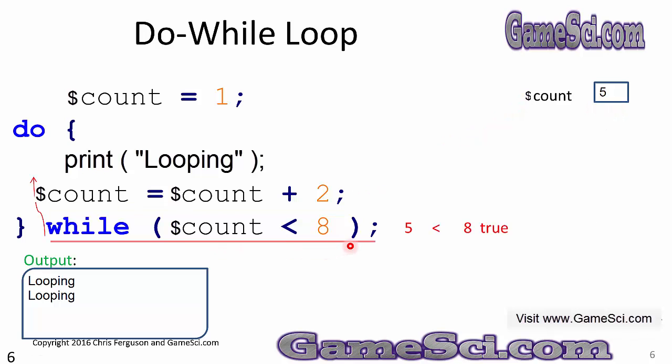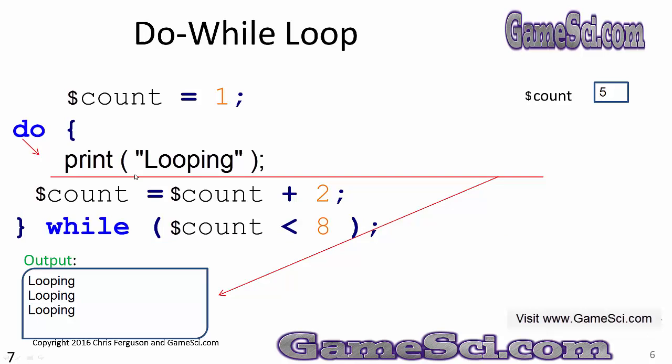Count less than 8 now evaluates to 5 less than 8. Still a true statement, and since it's a true statement, we will spin back up in this loop. When we spin back up in the loop, we'll drop down to System.out.println looping once again. For a third time, you can see it's come out to the console.